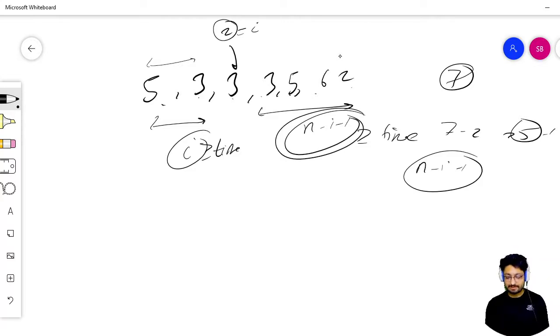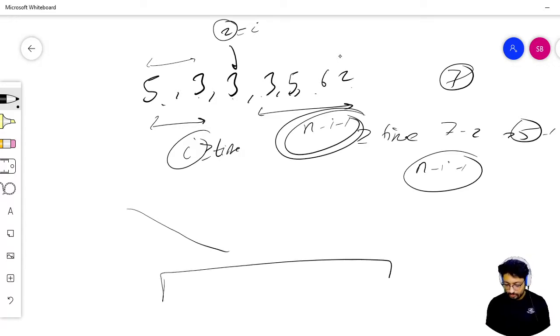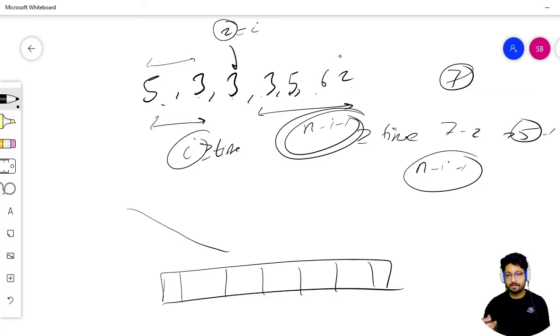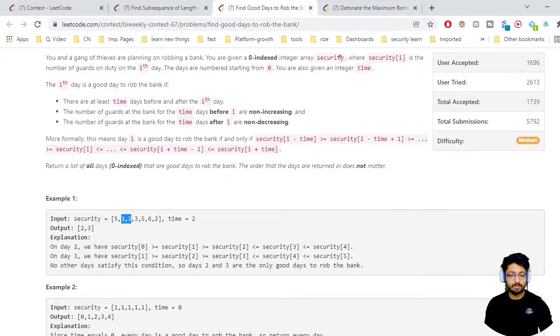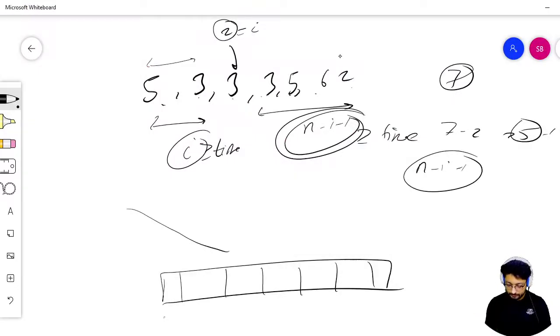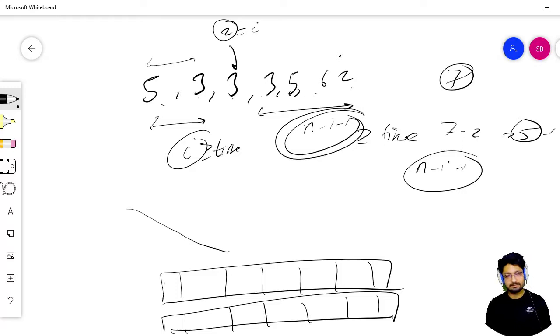Now I just have to check that the numbers before should be non-increasing. That's my whole thing. You can make a vector and store the non-increasing counts from left to right, and similarly find the non-decreasing counts from right to left. Just find the frequency for that. That's it, nothing much different.